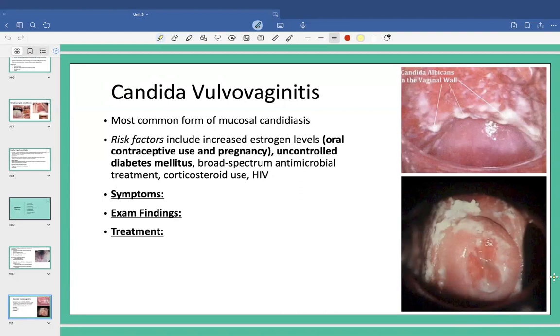And how do we treat it? How do we treat candidiasis, vulvovaginitis? Azoles. And are those only oral? No, topical or oral.